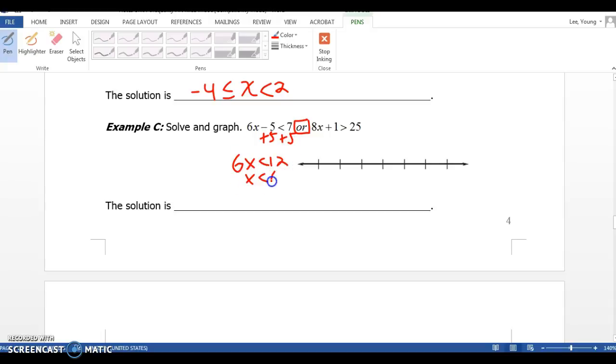X is less than 6. No, 2. Correct? So x is less than 2. For the other one, you subtract 1 from both sides, so 8x is greater than 24, divided by 8, so x is greater than 3.